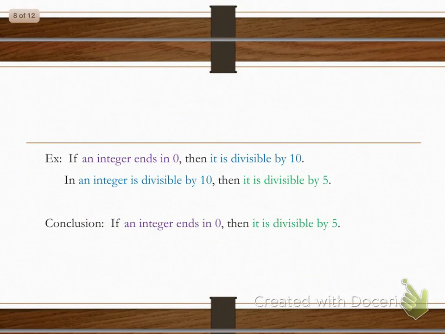So if an integer ends in 0, then it is divisible by 10. If an integer is divisible by 10, then it is divisible by 5. So we can do our hypothesis and our conclusion from our first sentence to our second sentence. So if an integer ends in 0, then it is also divisible by 5.